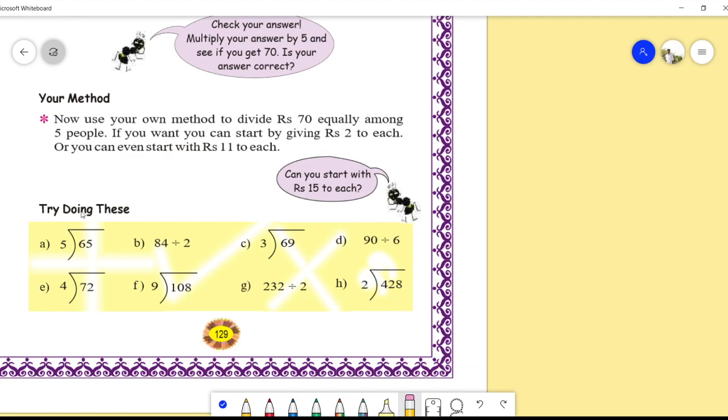Today we are going to see this topic, try doing this, in which we will discuss some of the questions. So, let's start with question number A, that is 65 divided by 5.